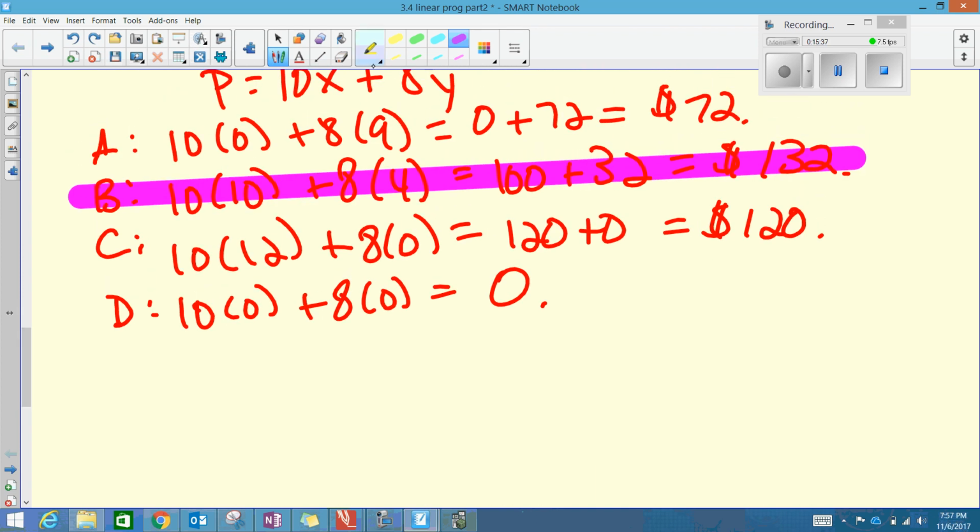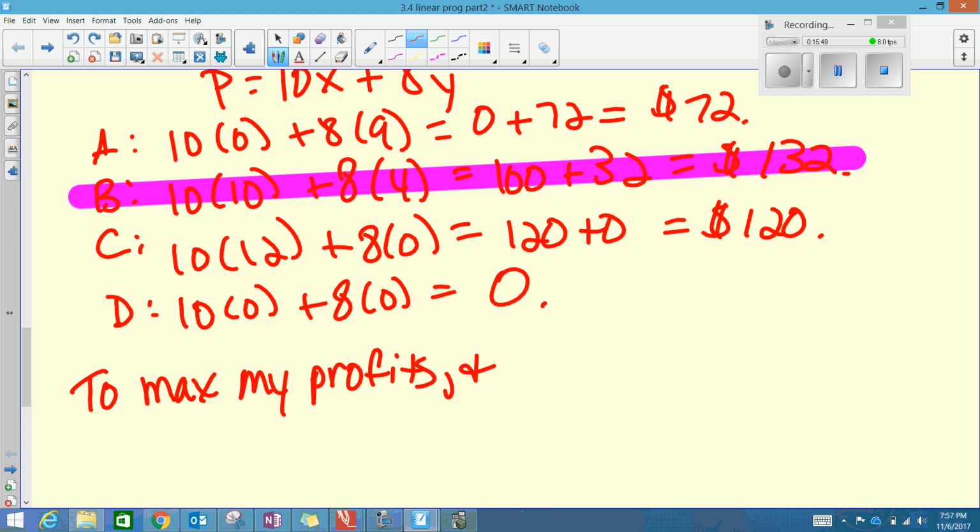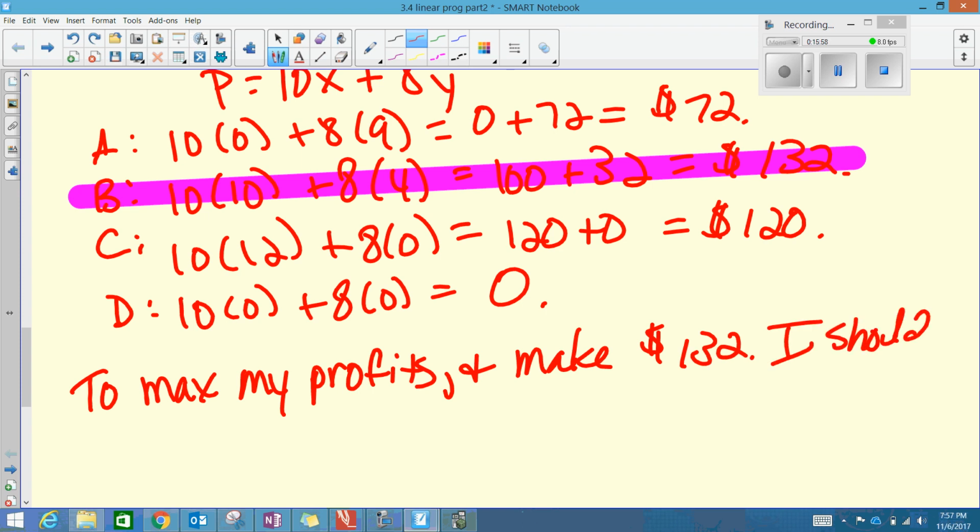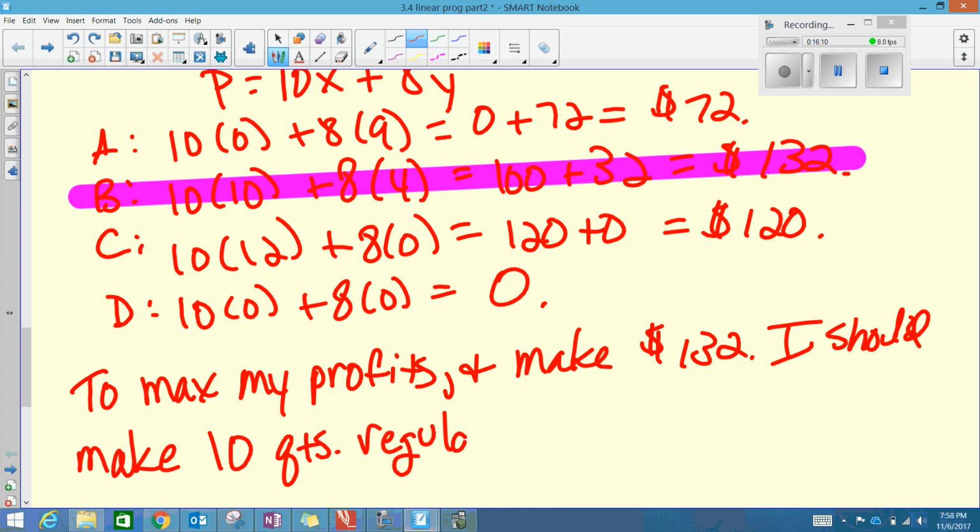So if I were going to write that out, I would say to maximize my profits and make $132, I should make 10 quarts regular lotion and 4 quarts extra rich.